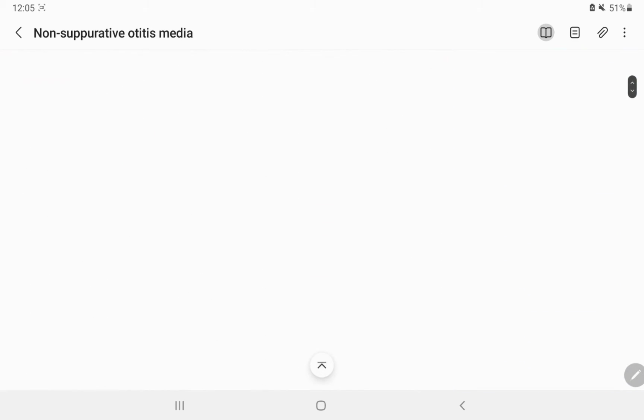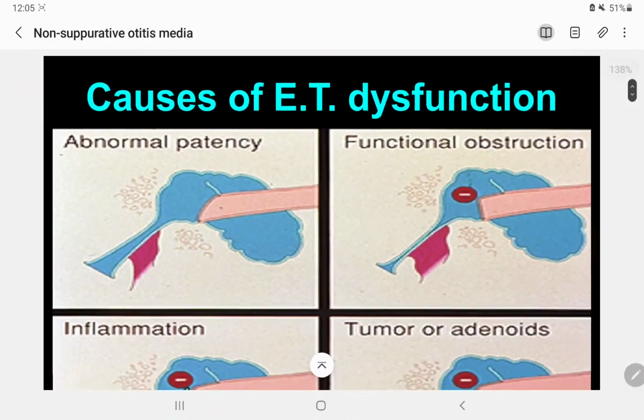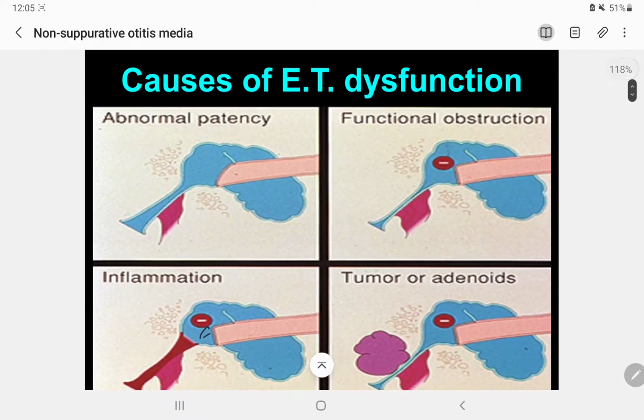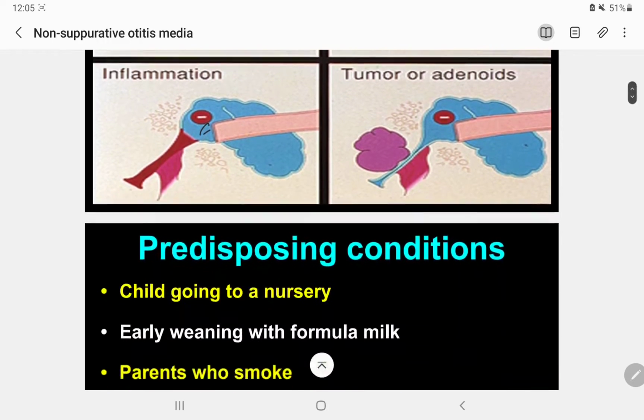deficiency as well. So now, this is again the same thing: causes of eustachian tube dysfunction: abnormal patency, patulous eustachian tube, functional obstruction, any kind of inflammation, and then tumors of the nasopharynx or adenoids, right?